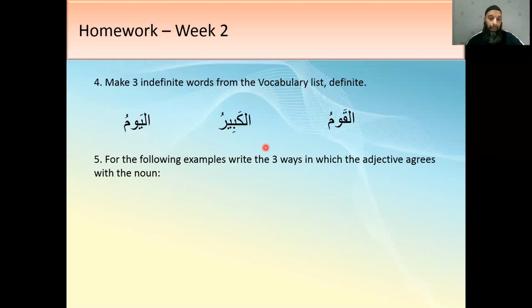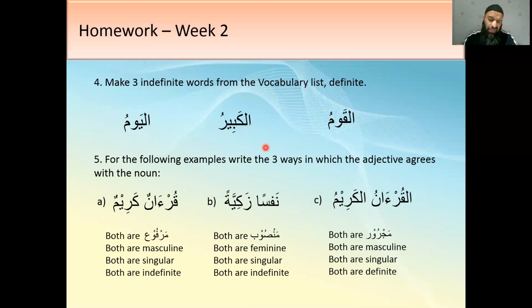Okay. For the following examples, write 3 ways in which the adjective agrees with the noun. So we had quite a bit of confusion in this, maybe the way I've asked the question. If we look at the first one, Qur'anun Kareemun. They are both marfu. Look, the adjective is the describer word. It describes the noun that came before it. So Kareemun is describing Qur'anun. So in Arabic, we mentioned the adjective comes after. Here's the adjective. It comes after the noun. So you will say the bus big. That's how you say it in Arabic.